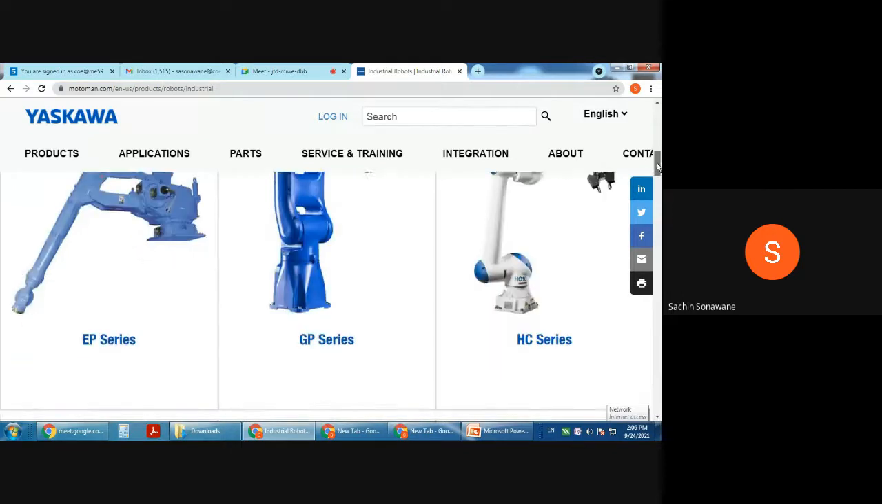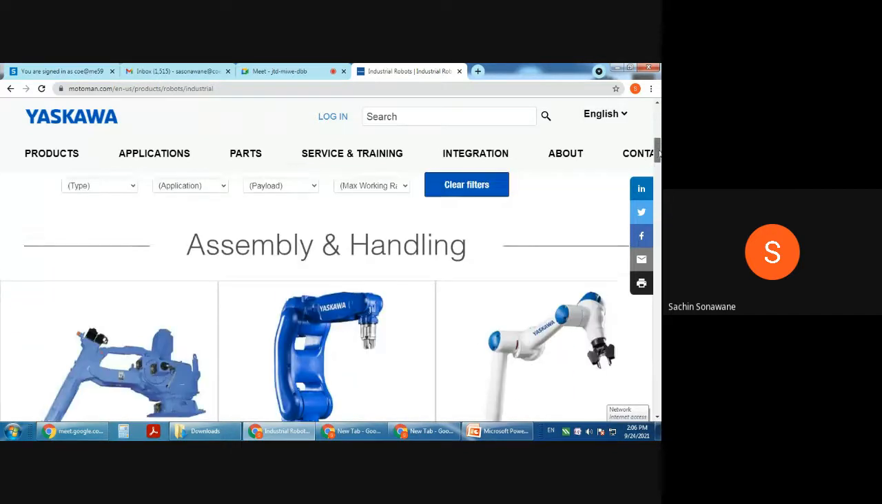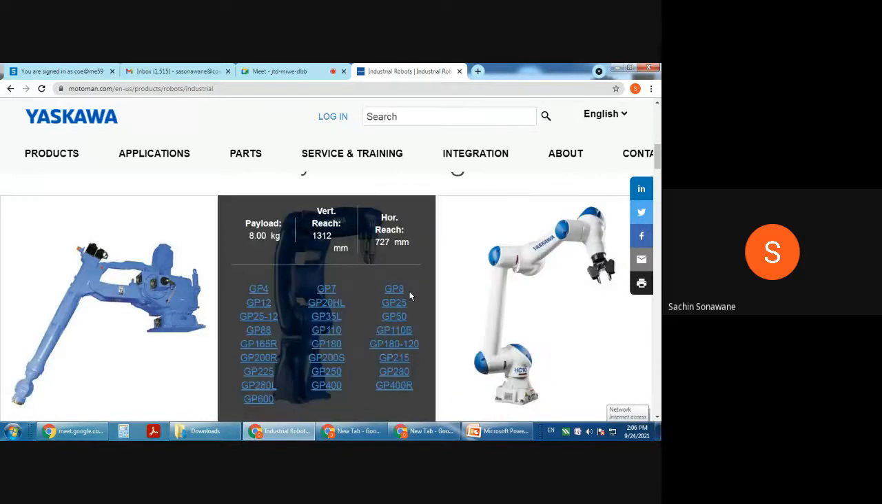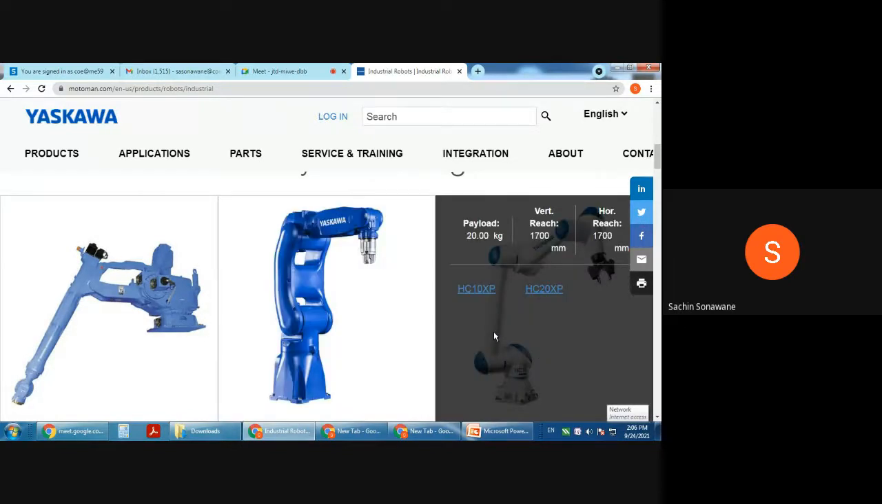Now next, this HC series. See that only two models are there. HC10XP payload 10 kg, vertical reach 1200 mm, horizontal reach 1200 mm. Then HC20XP payload 20 kg, vertical reach 1700, horizontal reach 1700.